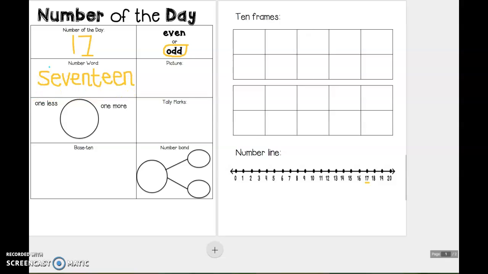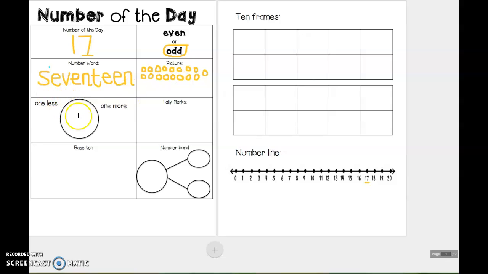17. So now we can draw a picture of all 17 items so that we can use it for our story problem. Remember, with math, when we draw a picture, we want to keep it simple. 1, 2, 3, 4, 5, 6, 7, 8, 9, 10, 11, 12, 13, 14, 15, 16, 17.